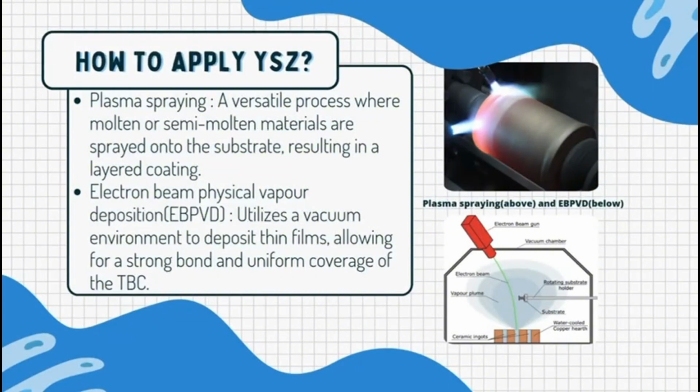How to apply YSZ coating material onto the substrate? We are using two techniques, which are plasma spraying and electron beam physical vapor deposition, known as EBPVD. Plasma spraying is a versatile process where molten or semi-molten materials are sprayed onto the substrate, resulting in a layered coating. While EBPVD utilizes a vacuum environment to deposit thin films, allowing for a strong bond and uniform coverage of the TBC.